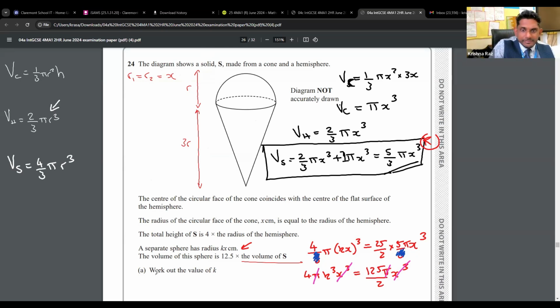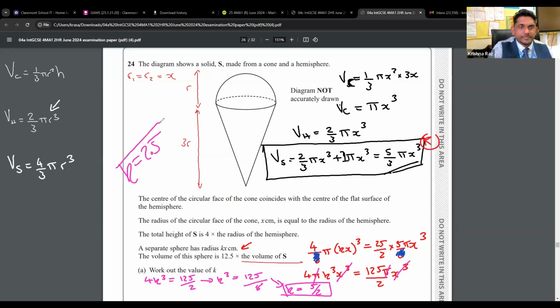So I now have 4k cubed equals 125/2. So k cubed is 125/8. And the cube root of that is 5/2. So k is 2.5. Job done.